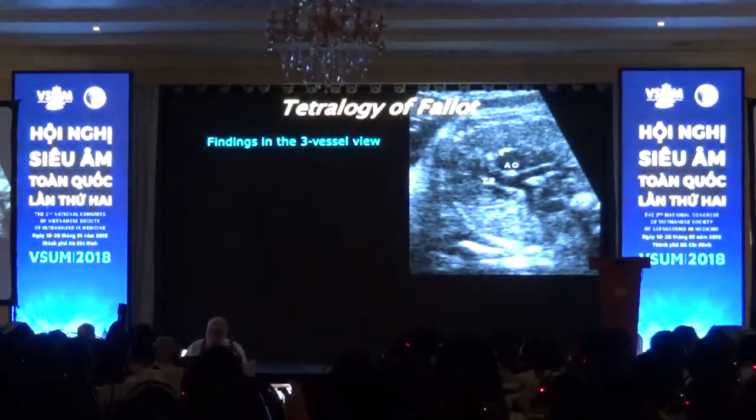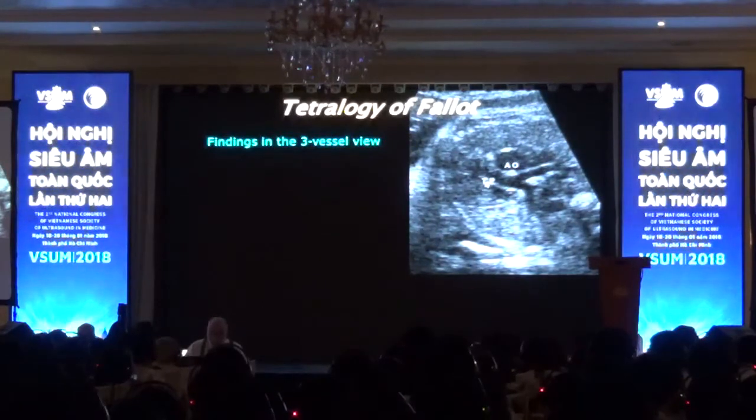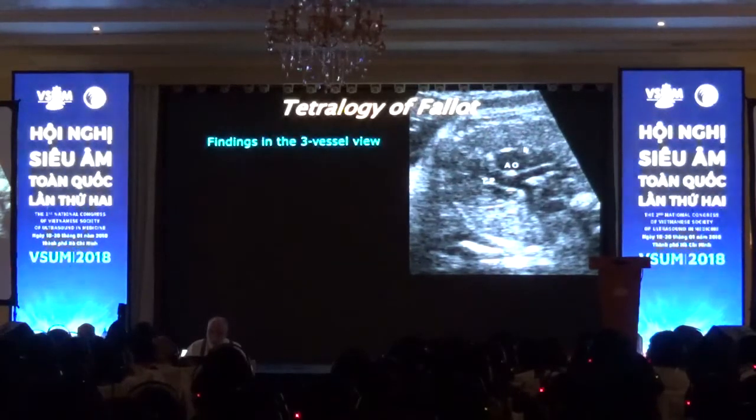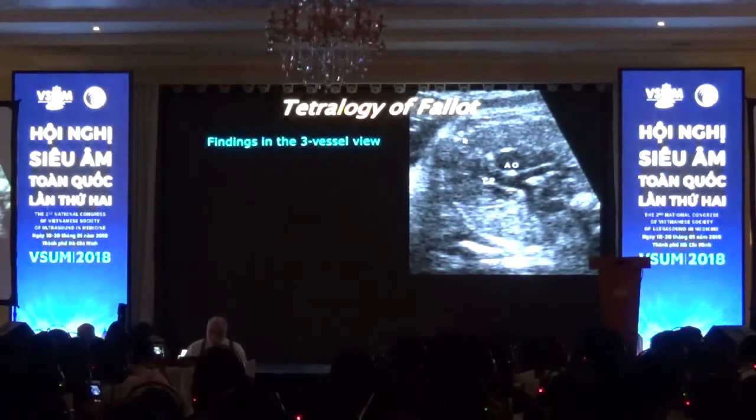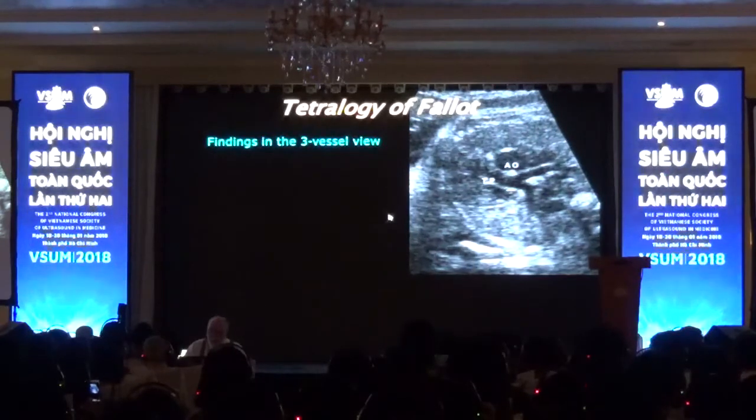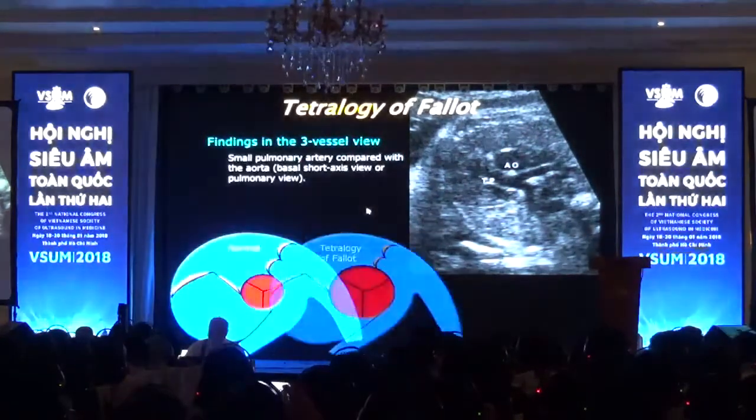Here, what you see in the three-vessel view is very typical. You see an aorta that is larger than the pulmonary, and you see an aorta that is bulging in front of the line between the pulmonary and the superior vena cava. This is a good trick. And remember, when you do the three-vessel view, look to see whether the thymus is present. If the thymus is not present, you have DiGeorge syndrome and the microdeletion 22q11.